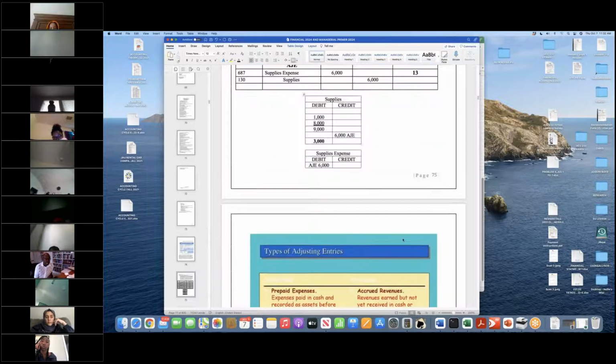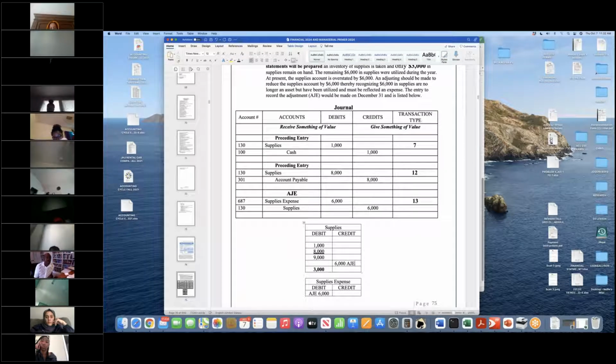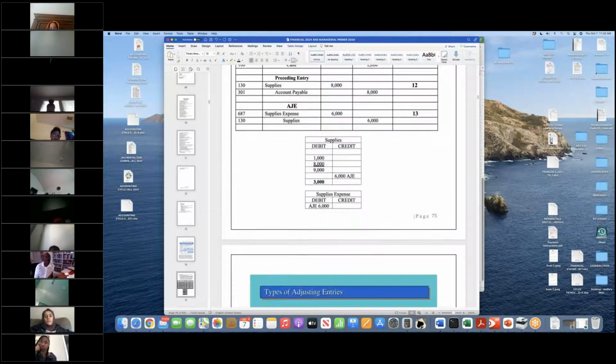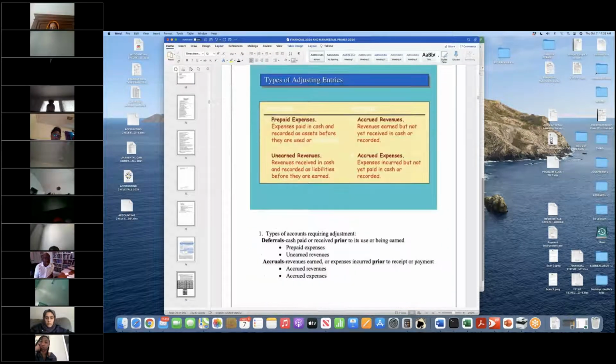So let's go back up here and look at our adjusting entry on supplies. When we bought the supplies, we paid cash. We're going to eventually pay off this accounts payable. These are what's called preceding entries, prior to the adjusting entry. But when we make this adjusting entry, I do not want to see cash in here. Is that clear? When I say make it an AJE, I do not want to see cash.